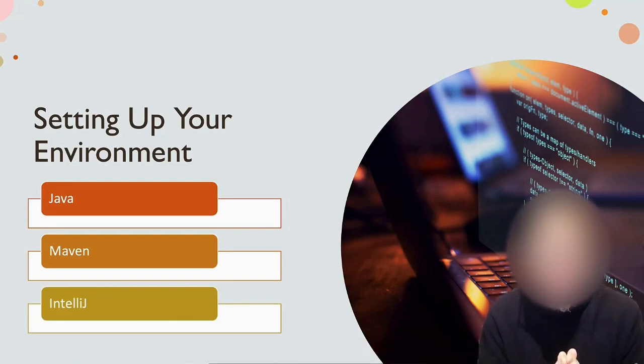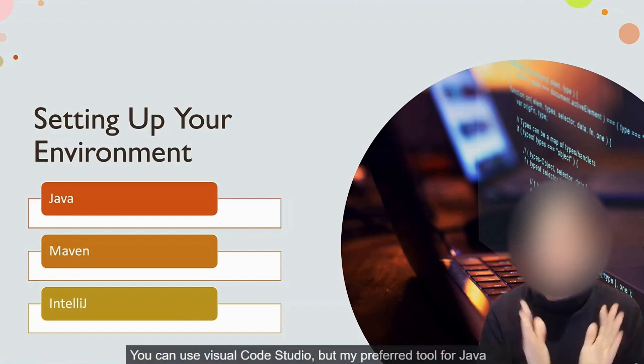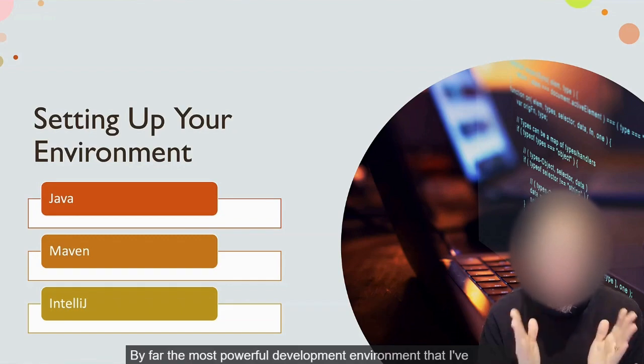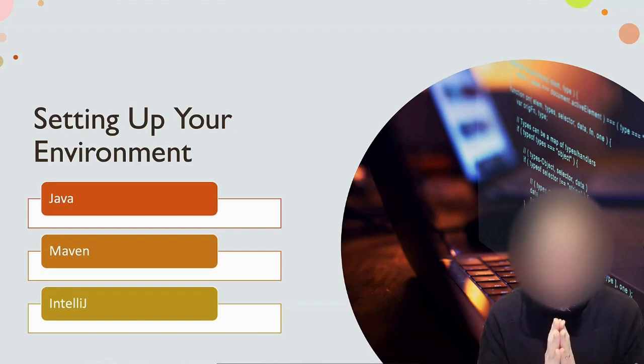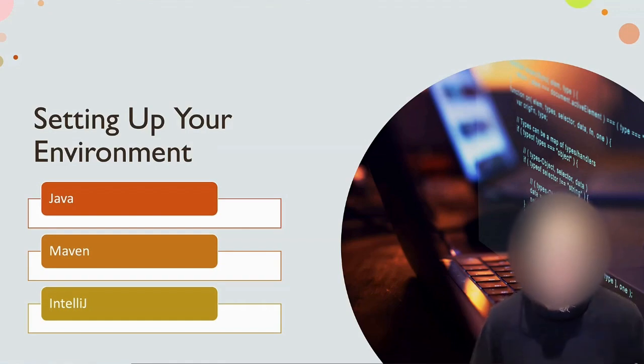And finally, we're going to need an IDE, a development environment. Now, there are plenty to choose from. You can use Eclipse, you can use Visual Studio Code, but my preferred tool for Java work, by far the most powerful development environment that I work with, is IntelliJ. So we're going to be using IntelliJ. You can use the Community Edition, which is free. I'll just show you how to install that if you've not already done so.